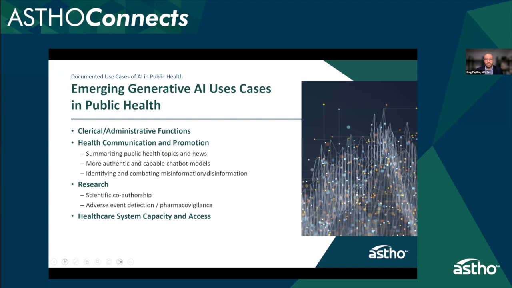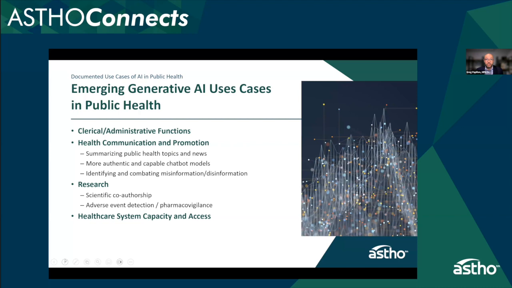One example that's been proposed is leveraging chatbots to identify and combat misinformation, particularly on social media. And in the research space, we see increasing debate around scientific co-authorship with generative AI tools and exploring the use of generative AI functions for pharmaceutical research and adverse event detection. Lastly, as we consider the evergreen challenge of limited healthcare workforce and capacity, which poses a regular risk to public health, we should note that a similar conversation is being held around AI in healthcare. Similar risk and opportunity debates exist in healthcare as in public health, but any augmentation of the healthcare system through AI could provide dividends for population health.